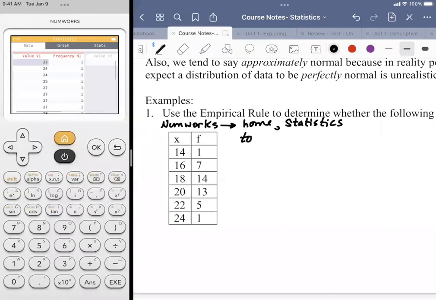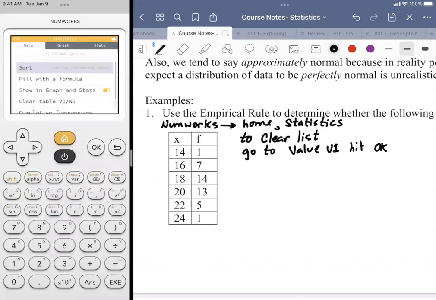All right. So to clear the list, go to value V1 and hit enter and hit OK or enter. Value V1 and hit OK. All right. So right onto the red and hit OK. And you'll see an option that says clear table V1N1. That's what we want. So we go to clear table.